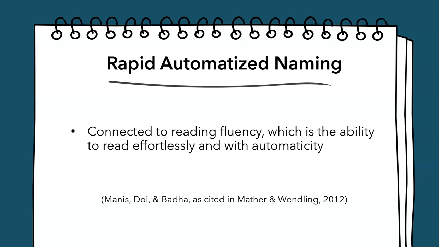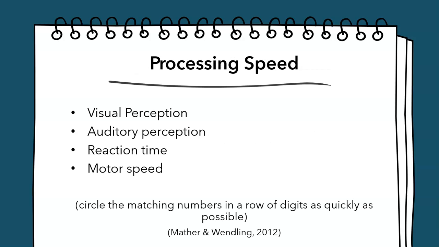We also look at processing speed. Automaticity of word recognition and reading rate appear to be impacted by an individual's cognitive processing speed. So this is another area that is assessed, and this includes visual perception, auditory perception, reaction time, and motor speed. So an example of this type of assessment is asking students to circle the matching numbers in a row of digits as quickly as they can.